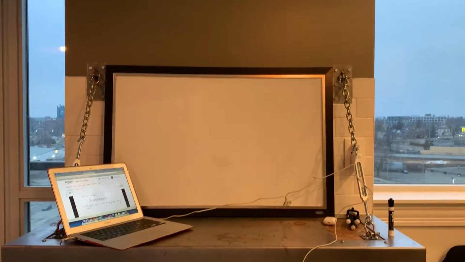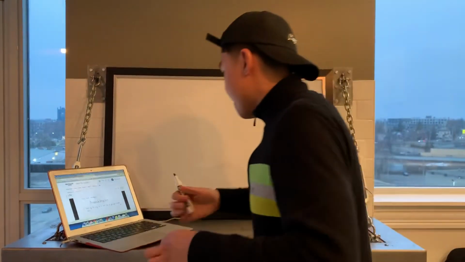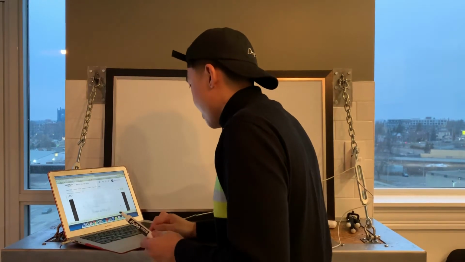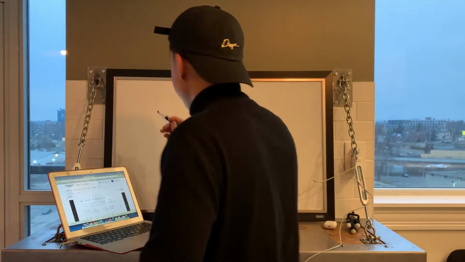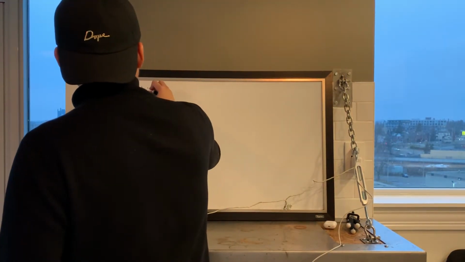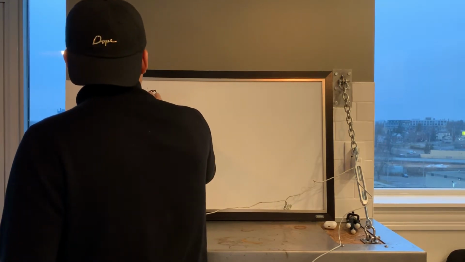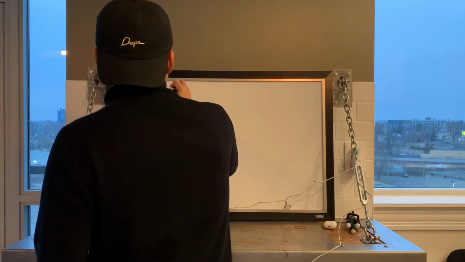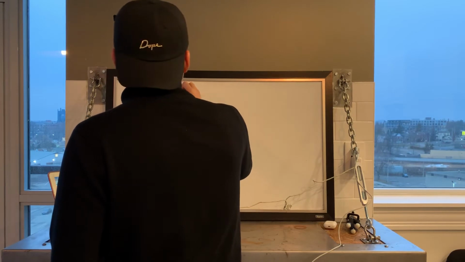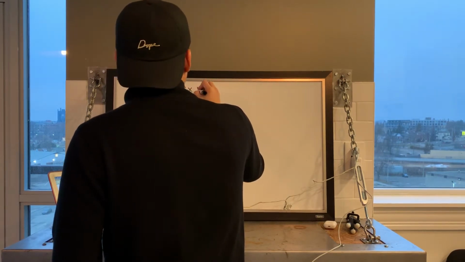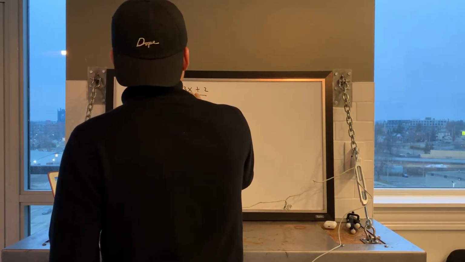Alright guys, so today we're going to be doing some limit problems. We start off with our first problem right here. Limit as x approaches 2 of x squared minus 3x plus 2 all over x minus 2.